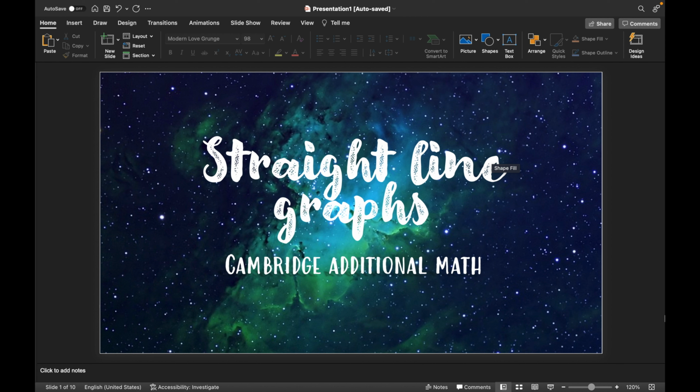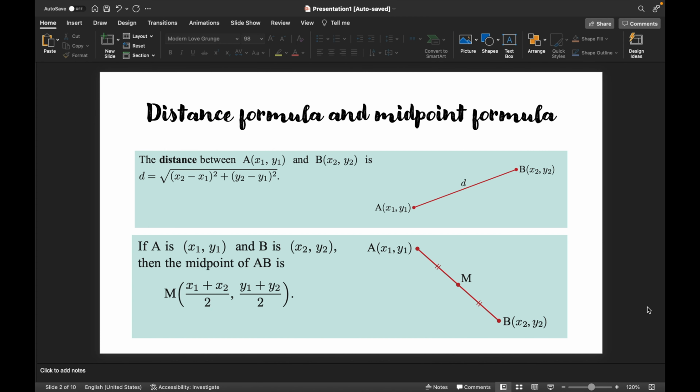In this one, we're going to be looking at straight line graphs, which is basically chapter number 7. Okay, so before we start the chapter, you need to learn a few things. So let's look at them.